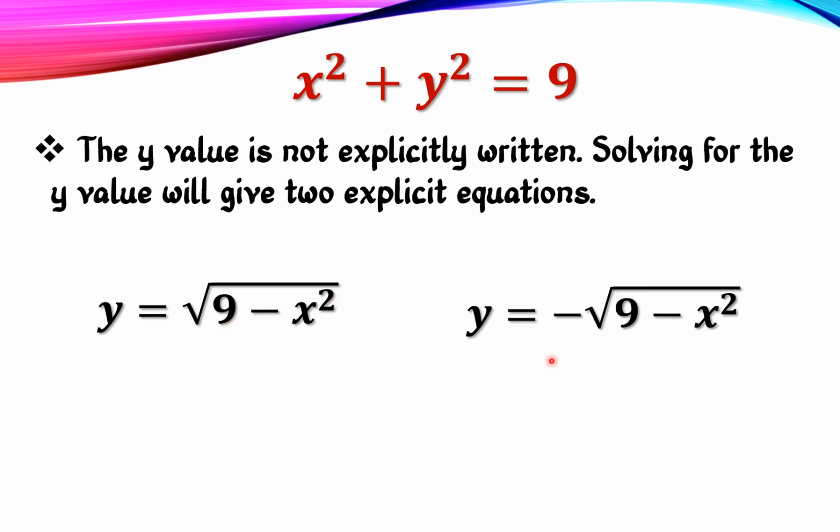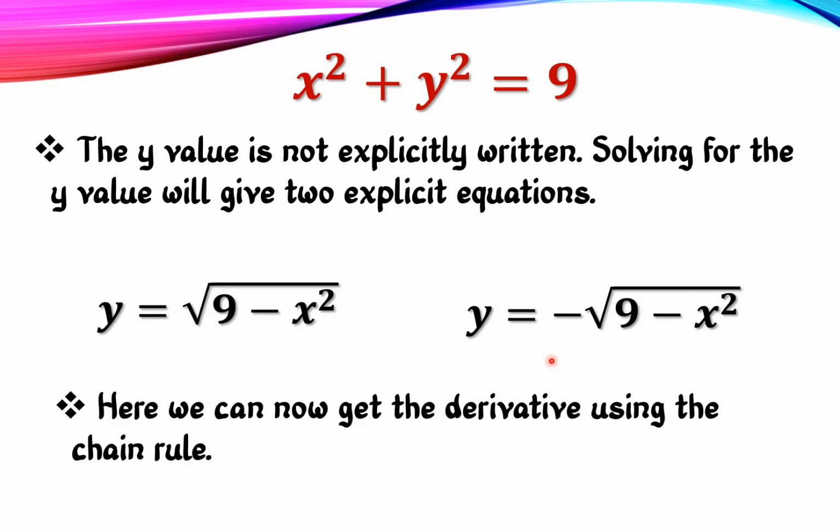However, we can still get the derivatives of this by using the chain rule. But we will not be using the chain rule here, but instead we will have another way of finding the derivative of an implicit function, and that is what we call implicit differentiation.